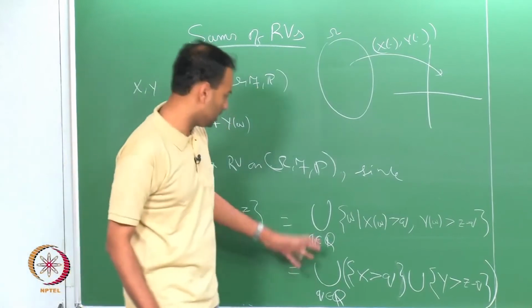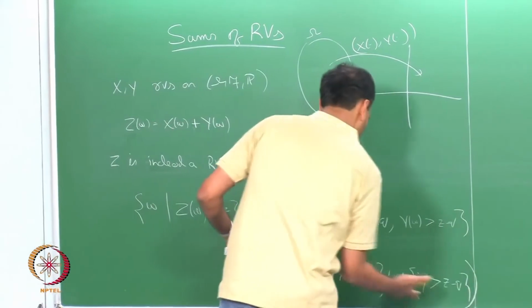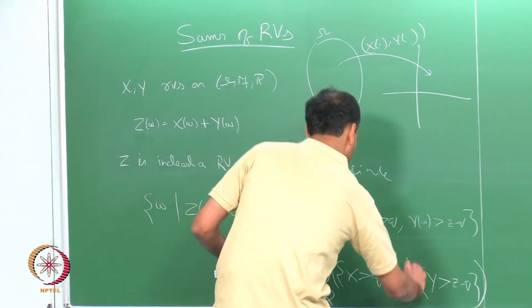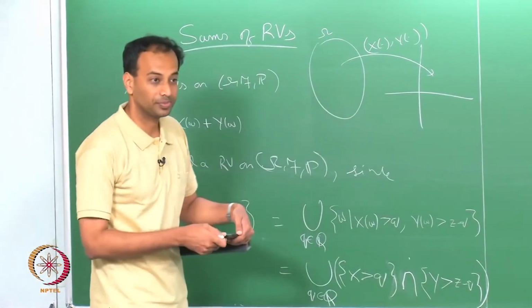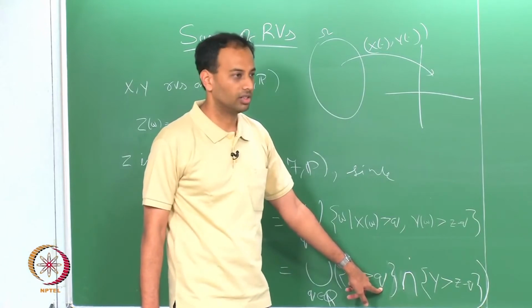Now, if you look at this, I think I messed this up. I think this should be an intersection, shouldn't it? Yes, this should be an intersection. So, this is F measurable. Why?